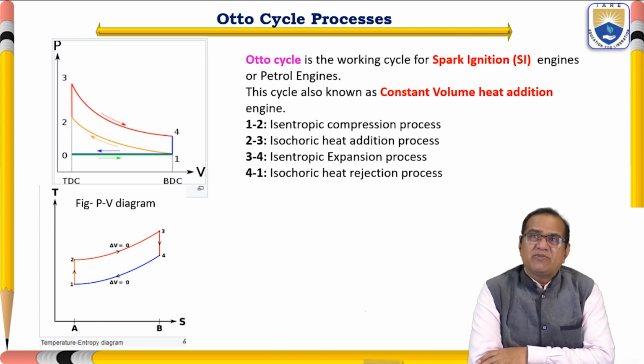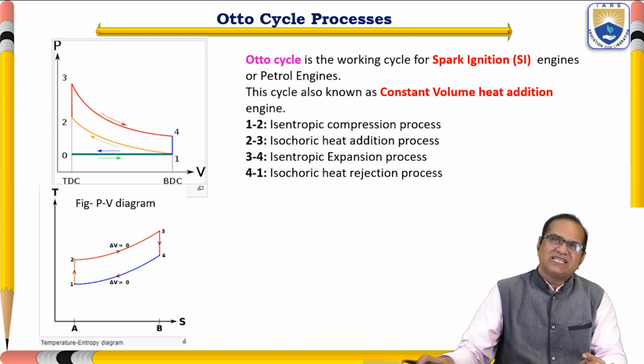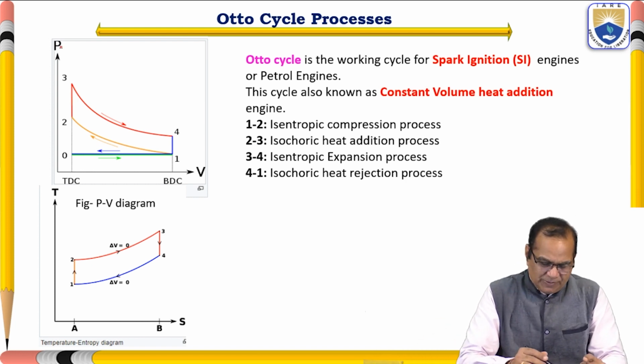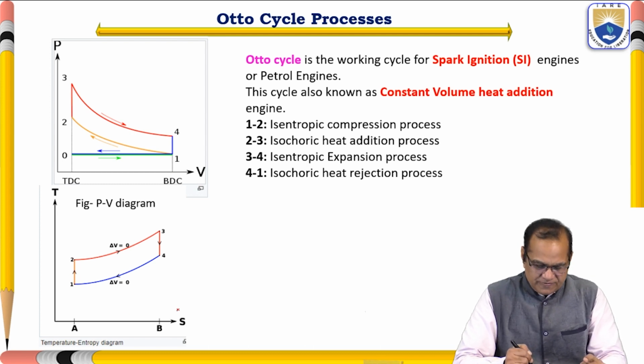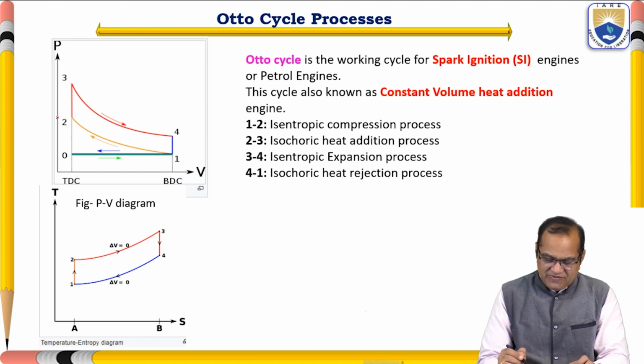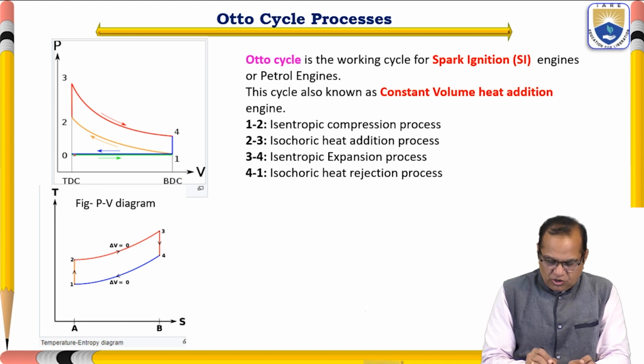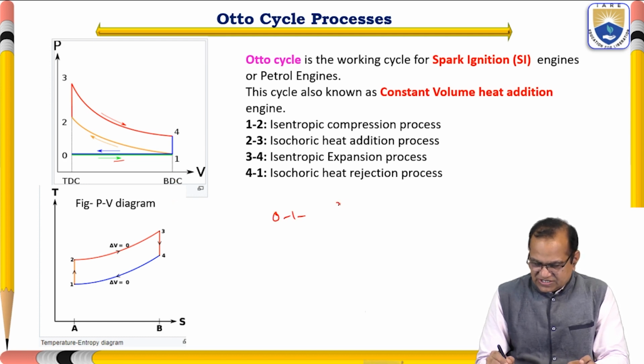Now I will discuss the processes of the Otto cycle. So here I have described two diagrams. One is the PV diagram of this Otto cycle, and another is the TS diagram of the Otto cycle. So you can see here the PV diagram. In this PV diagram, if you see 0 to 1, the green color, it is a suction stroke. 0 to 1, it is a suction.